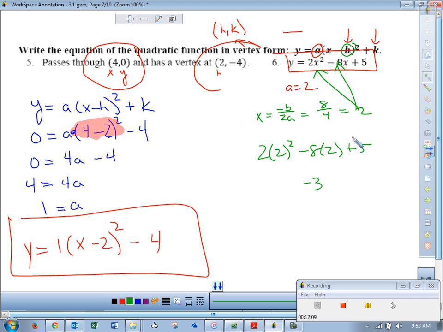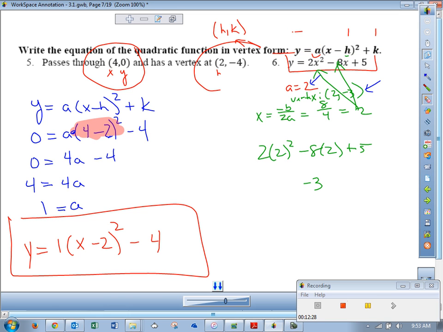So I know my vertex. I'm going to make a note of that. Vertex is at 2, negative 3. Please write the equation of this parabola in vertex form when you know a is 2 and the vertex is 2, negative 3. All right, so let's just follow this formula.